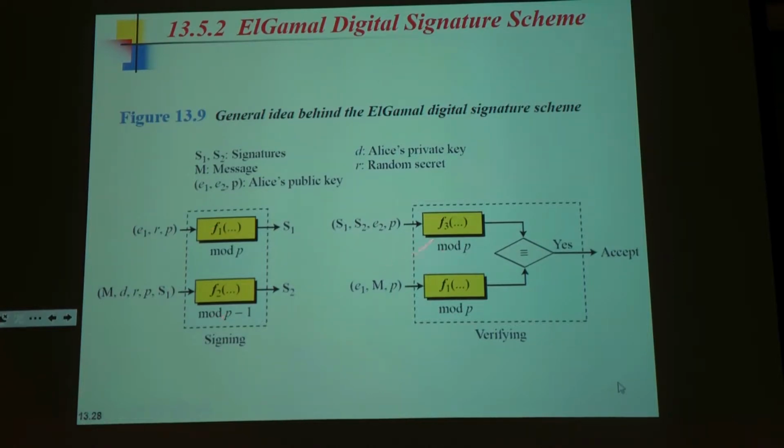Remember here F1, F2, F3, and F1 is repeated in here. F1, these are equal with different parameters. If the results are equal, then accept. If not, don't accept. It's ElGamal, okay? The ElGamal protocol that we have learned before.